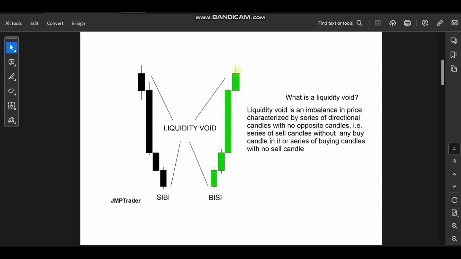Likewise for the buy candles, a series of directional candles with no opposite candle in it. So we have buying candles, no selling. So we have buy side imbalance and sell side inefficiency. That is called BISI. So let's go to the chart and see how to identify this imbalance in price.